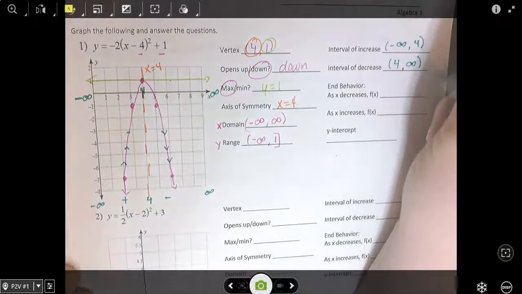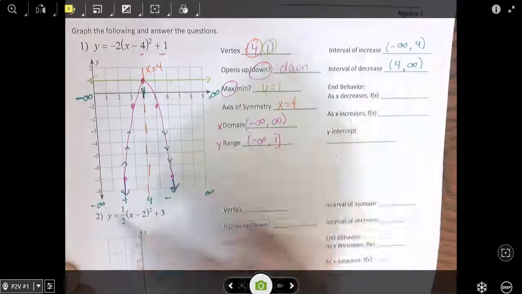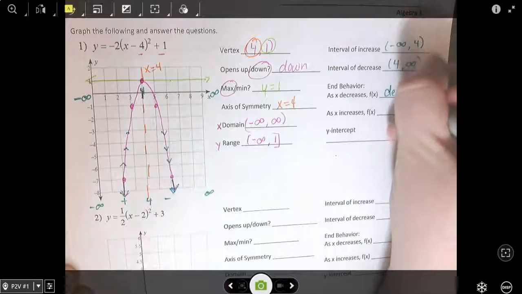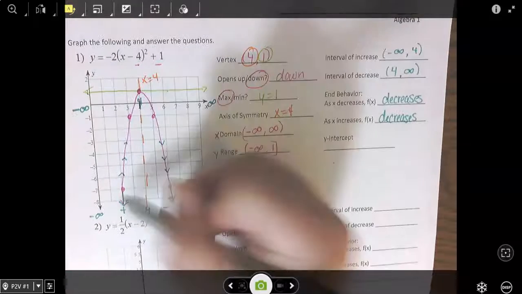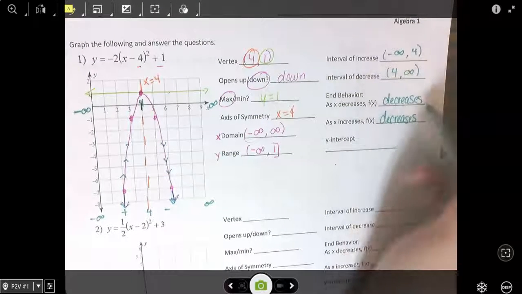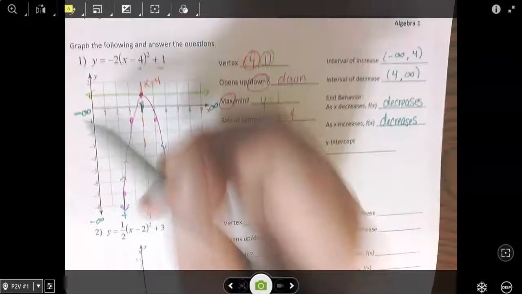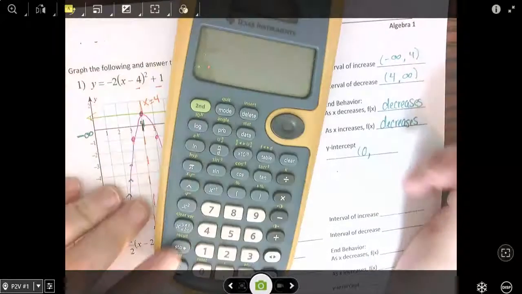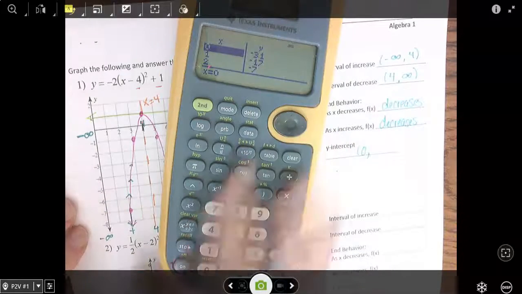Okay. End behavior: how is the graph behaving at the ends? On this graph, both ends are pointing down, so the end behavior would be decreases and decreases. The y-intercept is where this graph crosses the y axis, so that's whenever x is 0. So look at your table, and where x is 0, y is -31.